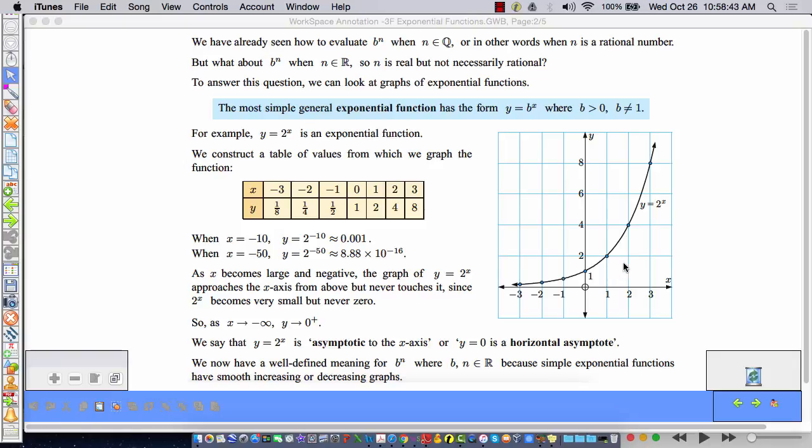All exponential functions have a horizontal asymptote. You can see as x goes to negative infinity, the function approaches zero. And if you think about it, it makes perfect sense. 2 to the negative 3 is 1 over 2 cubed. 2 to the negative 10th is 1 over 2 to the 10th. So the value of y will get closer and closer and closer to zero.